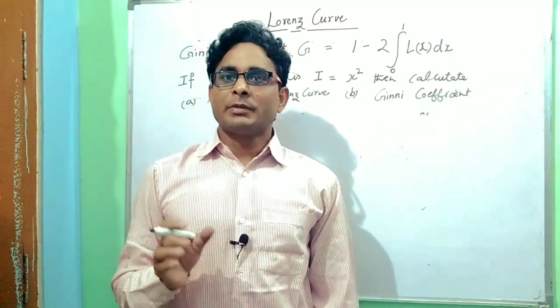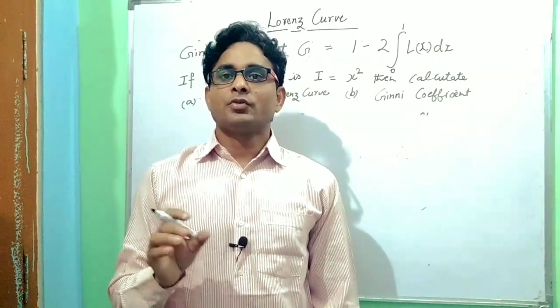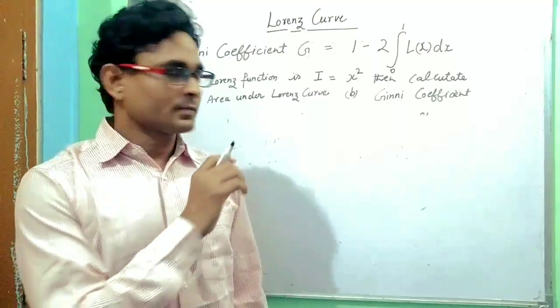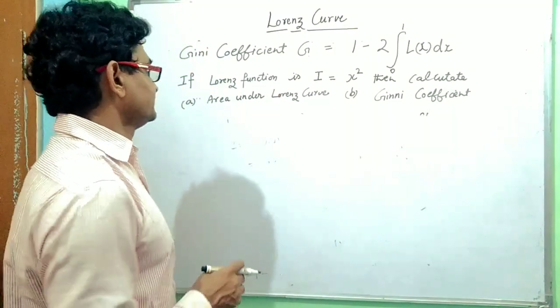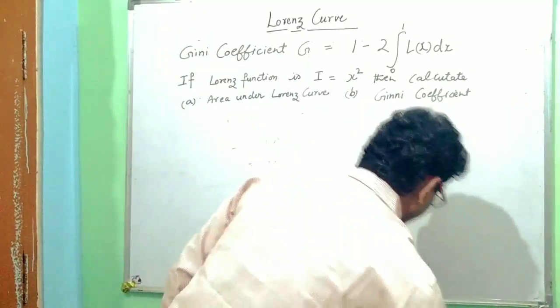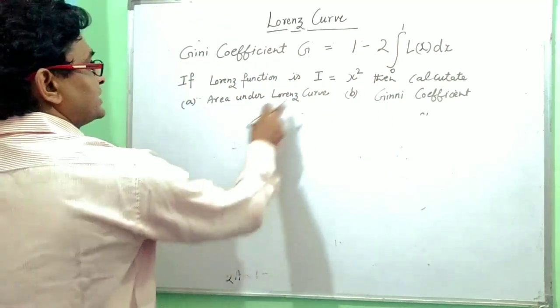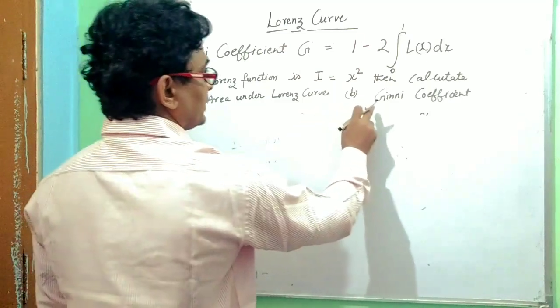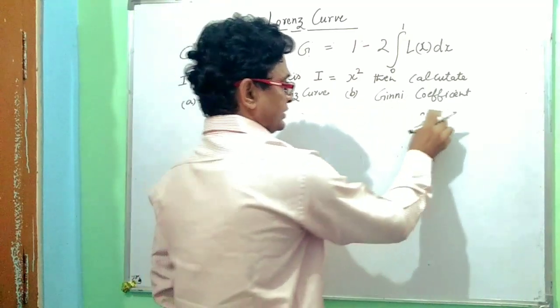Now let us solve a mathematical problem to clearly understand how to calculate the Gini coefficient with the help of the Lorenz function and integration. Here we are given the problem that if the Lorenz function is I is equal to x square, then A, calculate the area under the Lorenz curve. Number B, calculate the Gini coefficient.